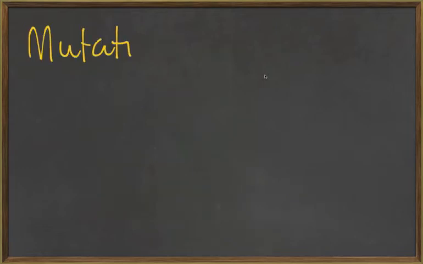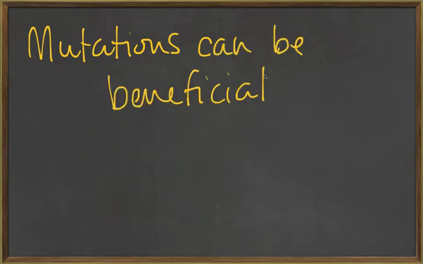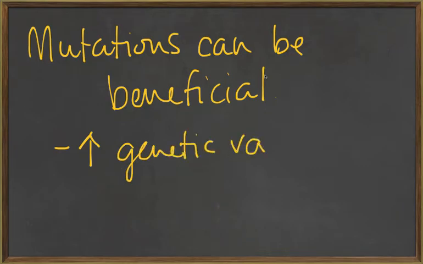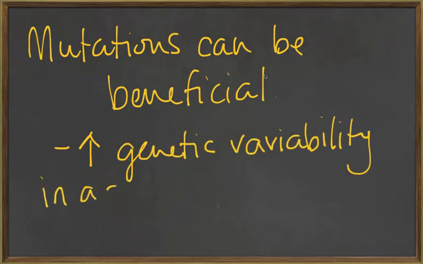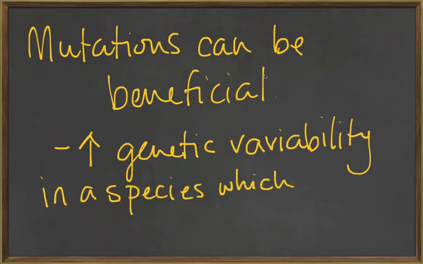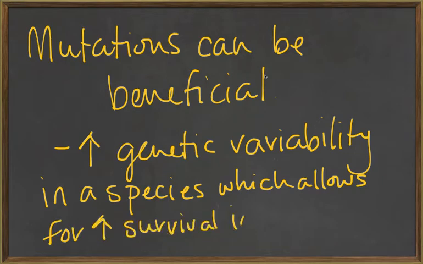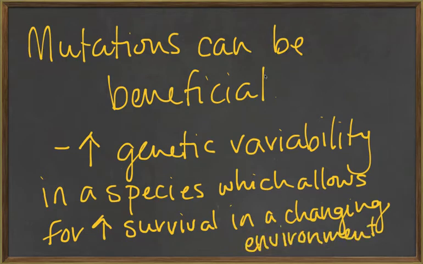Sometimes mutations can be beneficial. When you have this, if a mutation is going to be beneficial, then it's got to increase something about that gene. So in these, it increases the genetic variability in a species, which allows for increased survival in a changing environment. So it increases my ability to survive. It increases my chances of survival. So it is a beneficial mutation.